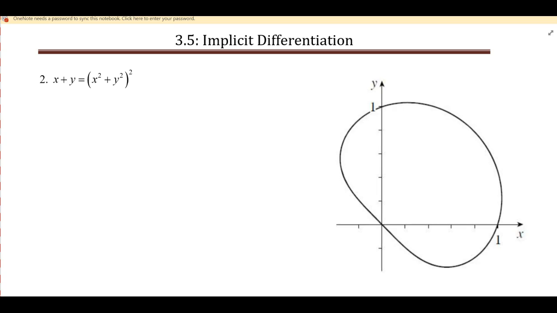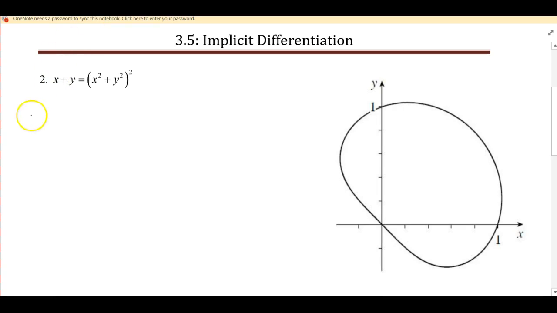Of course, it's not a function, it doesn't pass the vertical line test. But obviously we can see that it should have different rates of change, right? So you see different slopes along that curve. So we want to find dy/dx. So let's find a formula for the derivative of that.